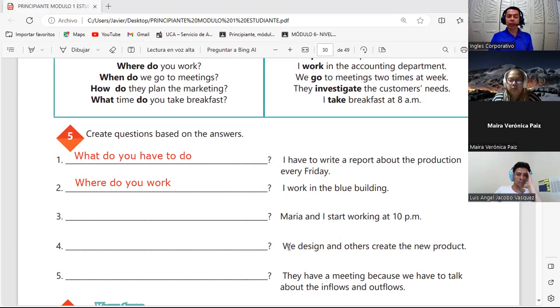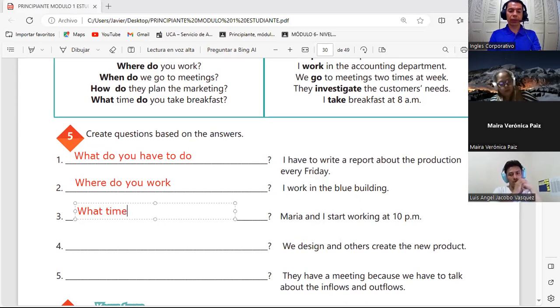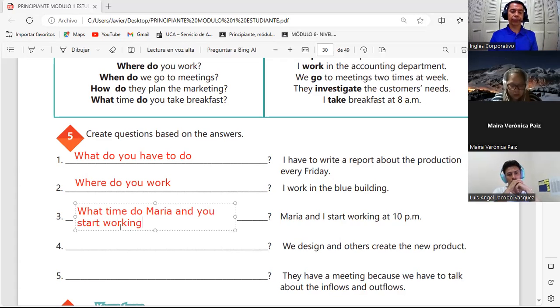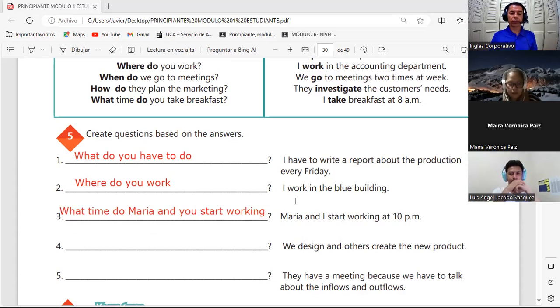Next one, Maria and I start working at 10 p.m. So in this case, what time do Maria and you start working? What time do Maria and you start working? Maria and I start working at 10 p.m. We're asking about the time.